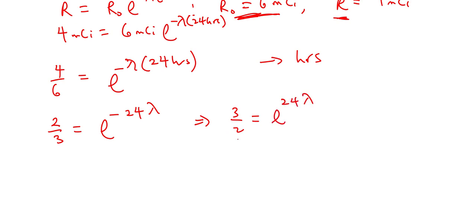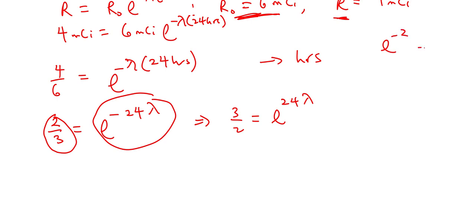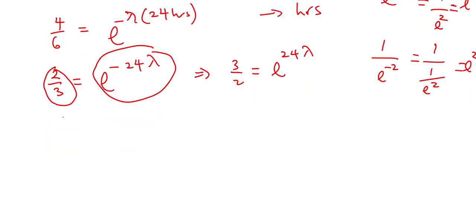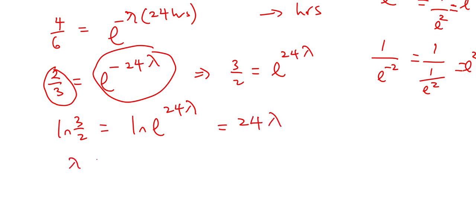That is, you find the reciprocal of both sides. When you find the reciprocal of exponential minus 2, it is 1 over exponential 2, and the reciprocal of that is exponential 2. So if you find the reciprocal of exponential minus 24 lambda, you get exponential 24 lambda. Again, you take the natural logarithm of both sides. So you have ln 3 over 2 equals ln exponential 24 lambda. So ln exponential leads to 24 lambda. Or you can say your lambda will be ln 3 over 2 divided by 24.